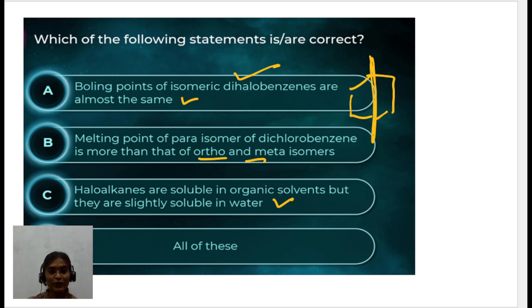So yes, what is the correct answer for this question? That is option number D. If you are able to hear me, maybe the PC will abruptly switch off. So yes, please be noted. Option number D is going to be the correct one here.